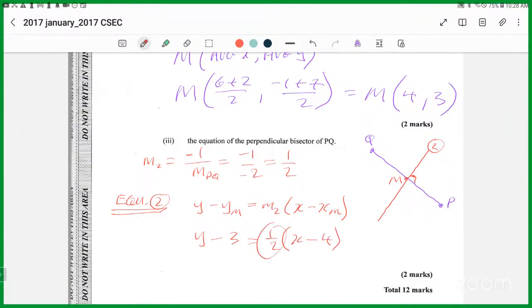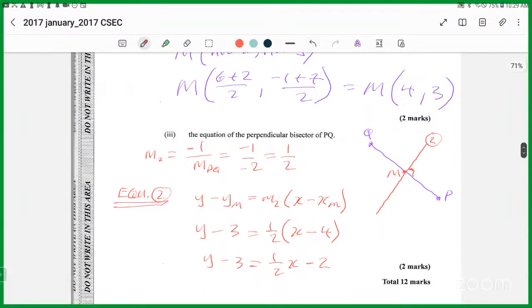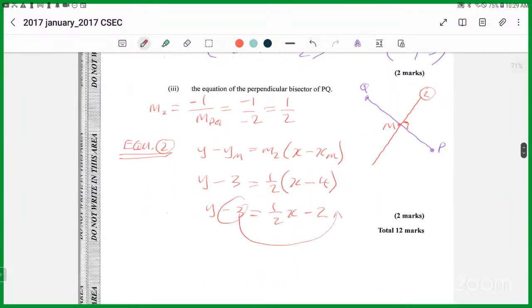Since half of 4 is a whole number, I must multiply this out and put y minus 3 equals half times x is half x, and half times negative 4 is negative 2. And this 3 comes over, becomes a positive 3. So 3 minus 2 is 1. So the equation becomes y equals half x plus 1. This is the answer right here.